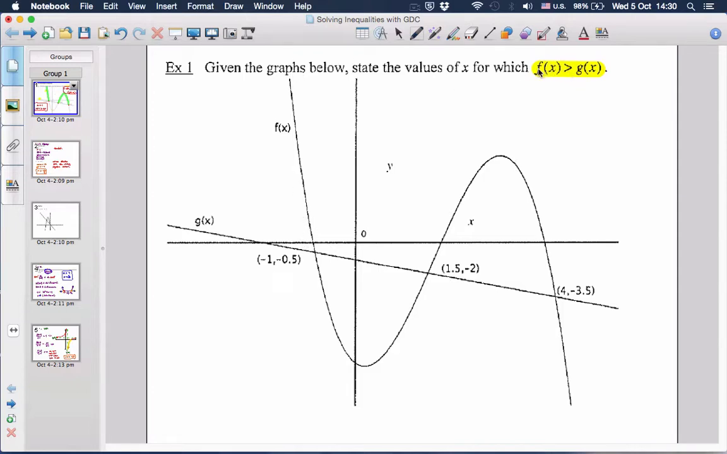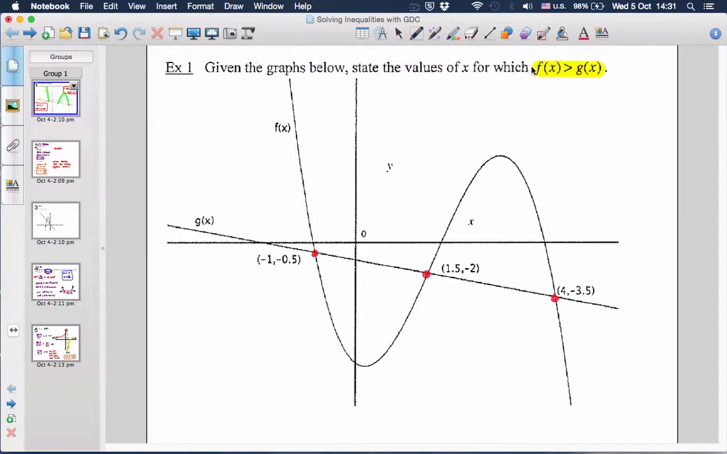So because we want f of x to be greater than g of x, we are looking for when f of x is vertically above g of x. So let's find out where they are the same. Where is f of x equal to g of x? It's right here at -1, -0.5. Here, 1.5 and -2. And here, 4 and -3.5. So those are good places to look at because f of x is equal to g of x, right?